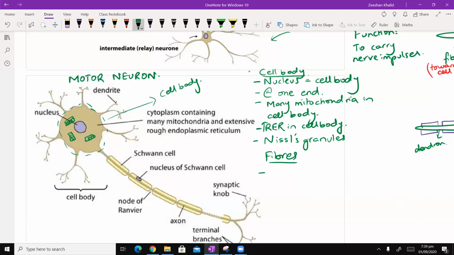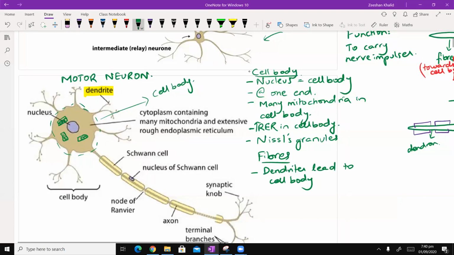Now, if you look at the dendrons, well, technically they don't have dendrons. They have dendrites, okay? So dendrites lead to the cell body. I mean, that's obviously understood, right? So if that's the direction of the nerve impulse, these things are the dendrites, and they basically lead to the cell body, which eventually leads towards the axon.